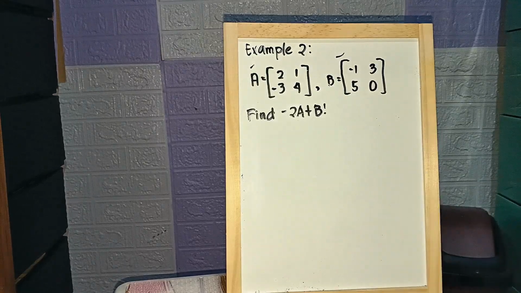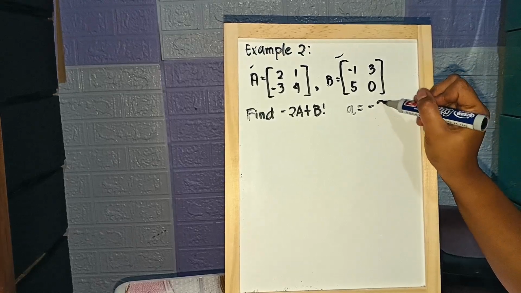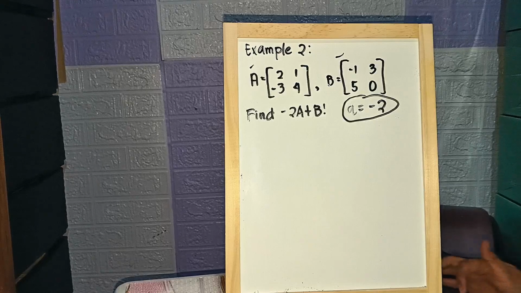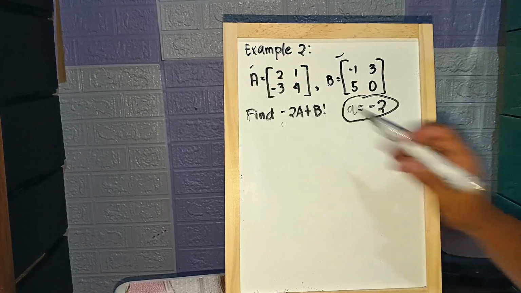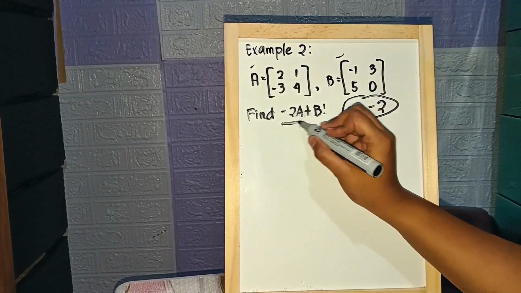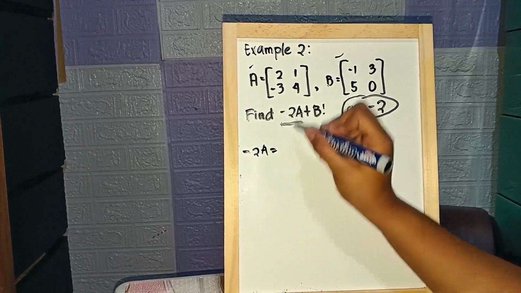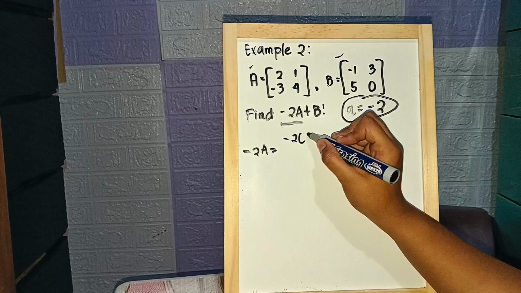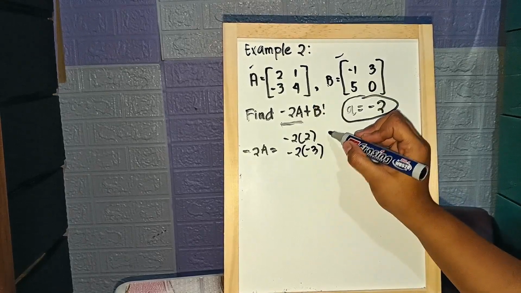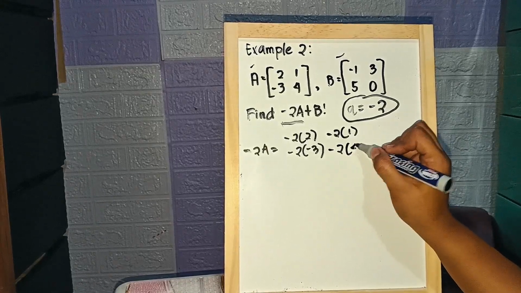And our scalar is -2. This is our scalar. So now let's compute -2A. -2A is equal to -2 times 2, -2 times -3, -2 times 1, and -2 times 4.